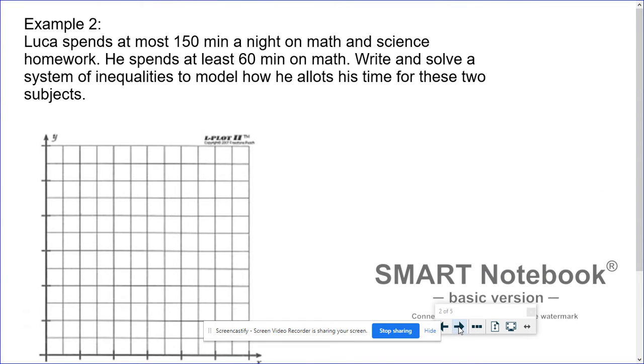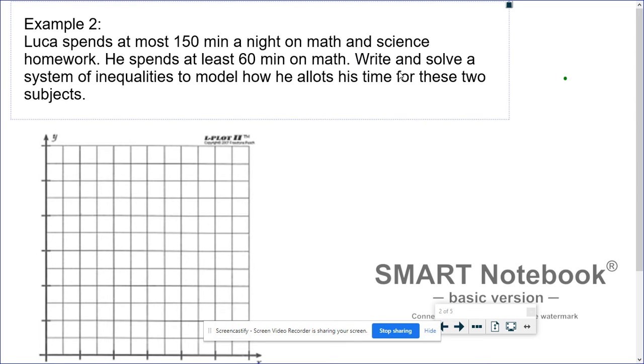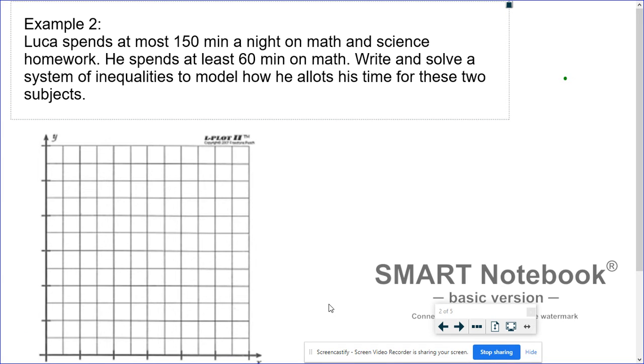All right, so let's apply this to a question with some context. It says Lucas spends at most 150 minutes a night on math and science homework. He spends at least 60 minutes on math. Write and solve a system of inequalities to model how he allots his time. The solving is going to be graphing it. What we first have to do is write an inequality.